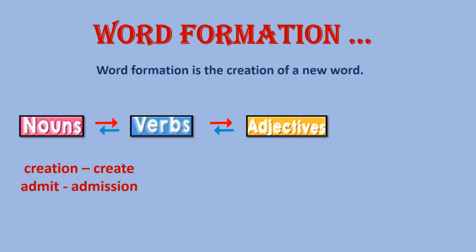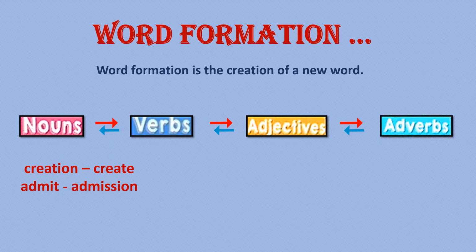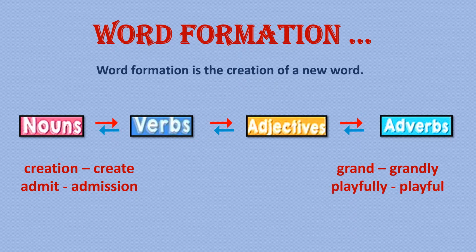Similarly, verbs can change into adjectives, adjectives can change into adverbs, and vice versa. An example of adjective changing into an adverb is grand to grandly, adverb to adjective: playfully to playful, verb to adjective: create becomes creative, and adjective to verb: playful becomes play.